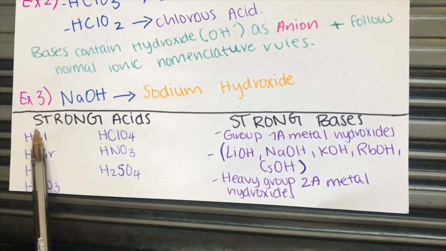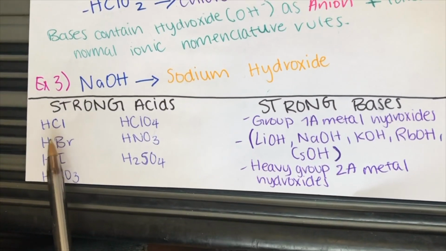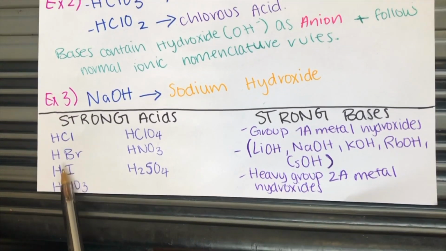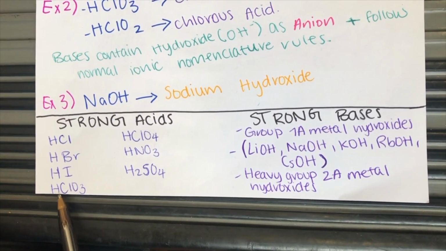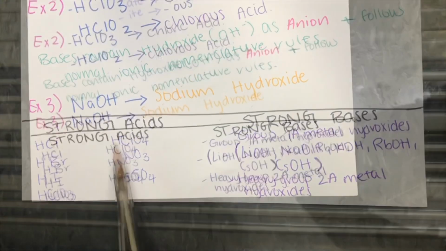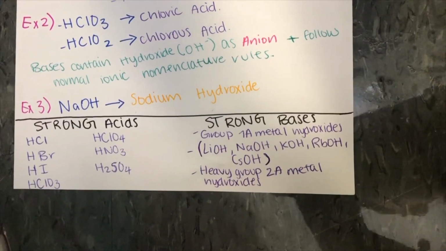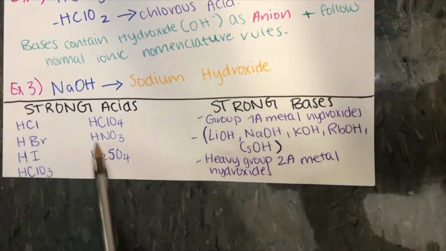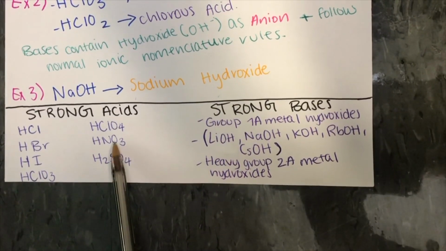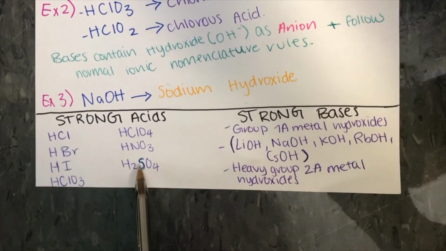Here we have the strong acids. It's HCl, HBr, HI, HClO3, and then HClO4. And then we have HNO3. And then we have H2SO4.